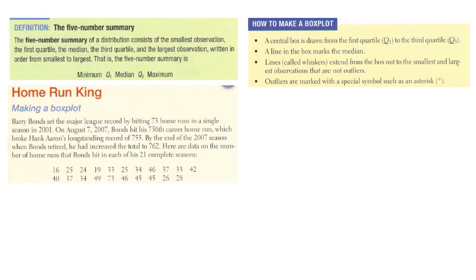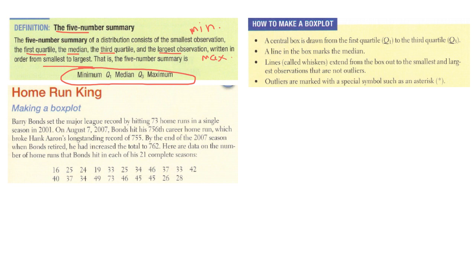So quantitatively, we can describe our distribution using what's called our 5-number summary. So the 5-number summary is going to consist of the smallest observation, so our minimum, the first quartile or Q1, the median, Q3, and then our largest or our max. And we're going to write it in order from smallest to largest. So we're always going to write it in this order here. Minimum, Q1, median, Q3, maximum.